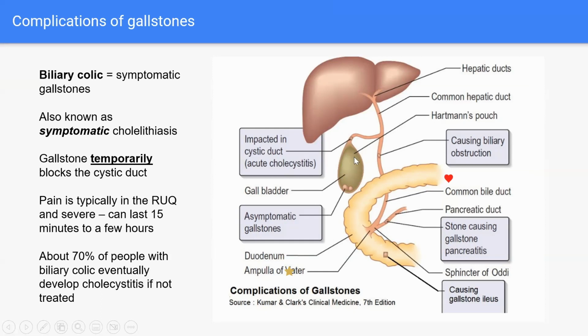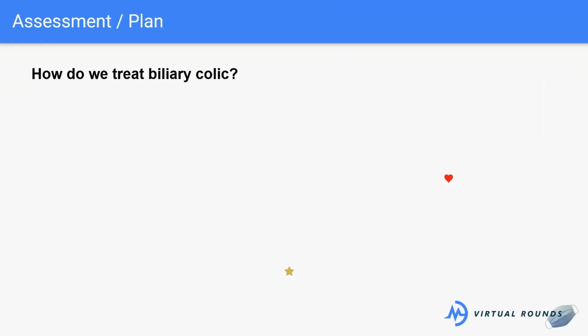About 70% of people that do have this issue eventually develop cholecystitis. So maybe that gallstone will come up here and block and then eventually cause inflammation and infection. So if you don't treat it, it might eventually become more problematic. Okay. So then how do we treat it?